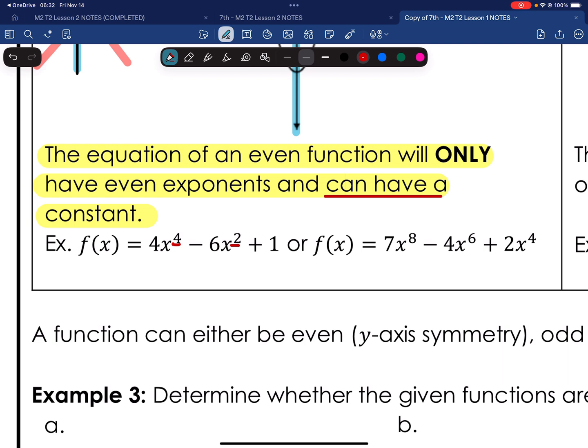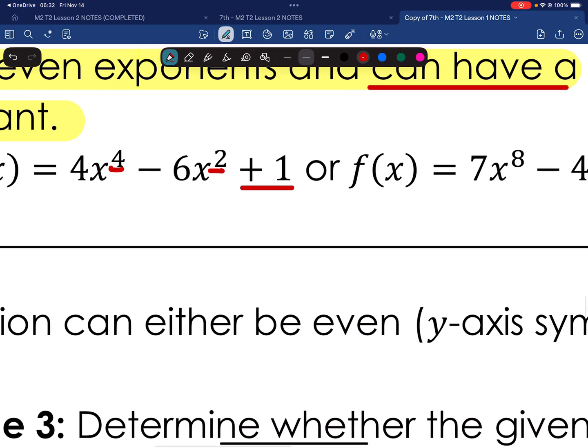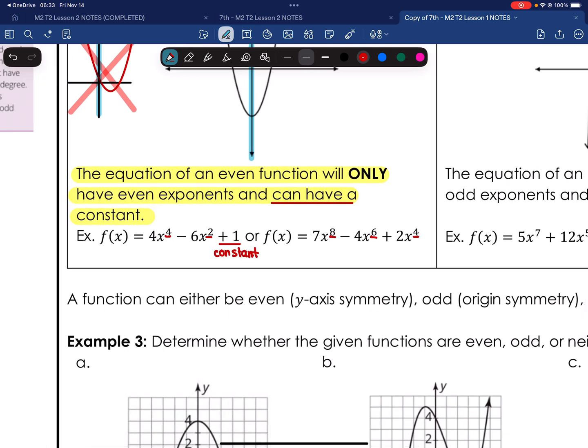So in this first one, we have 4x to the fourth minus 6x to the second plus 1. So 4 as an exponent and 2 as an exponent are even numbers. And then this plus 1 is the constant, which again, constants are okay. If we look at our second equation, we have f of x equals 7x to the 8th minus 4x to the 6th plus 2x to the 4th. Again, it's an even function because our exponents are all even. So if we were to graph this, they would have even symmetry along the y-axis.